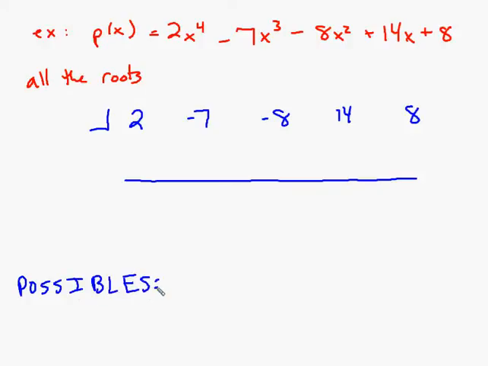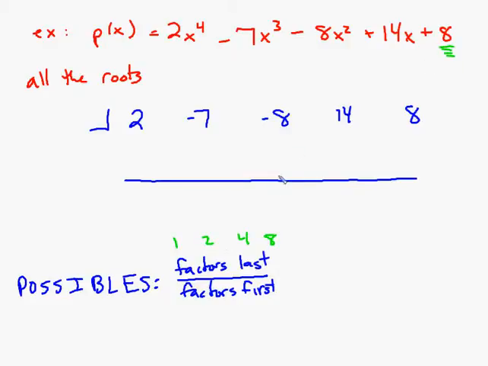That way I narrow what I actually synthetically divide by. My possibles are the factors of the last term, when I have these in order, over the factors of the first term. So in this case, the factors of the last term are 1, 2, 4, and 8, because they're the factors of 8. And the factors of the first term are 1 and 2.